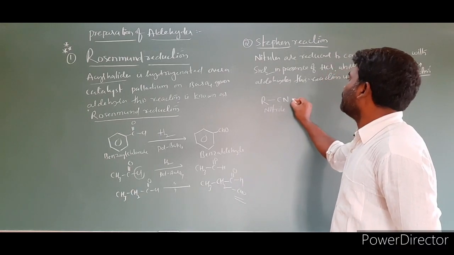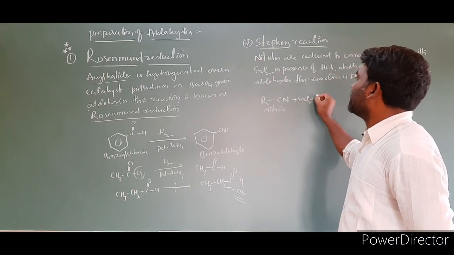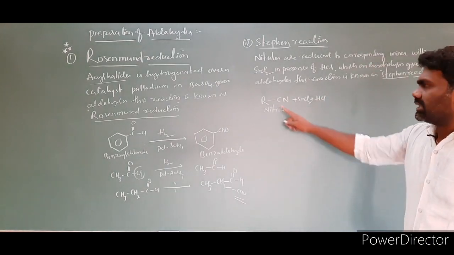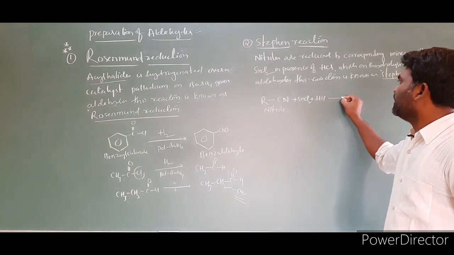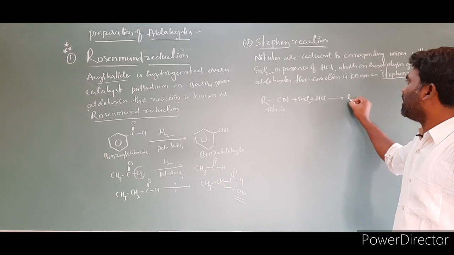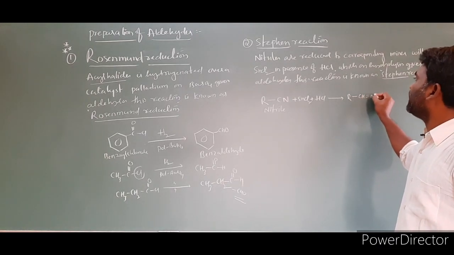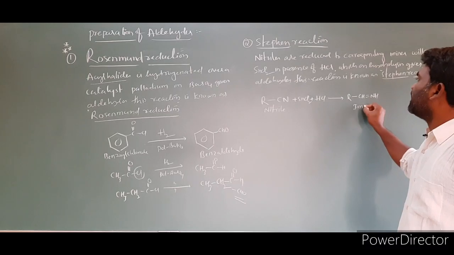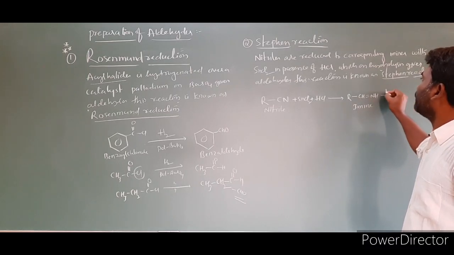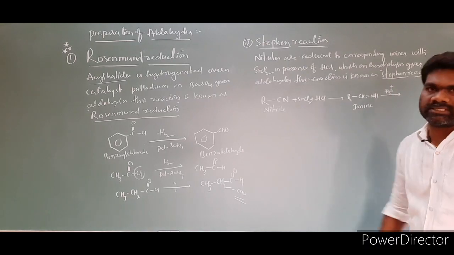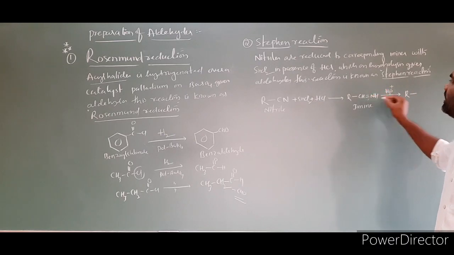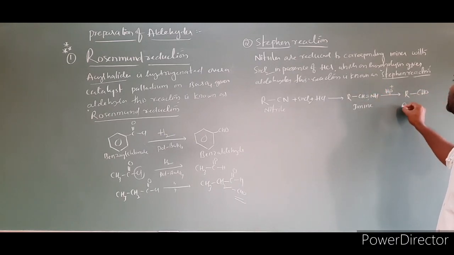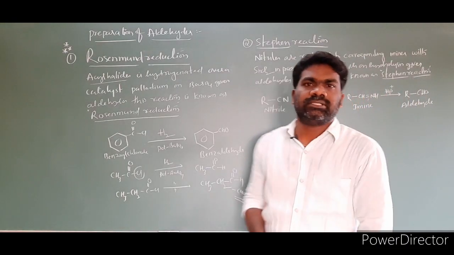So this is cyanide, nitrile. This nitrile we have to treat with SnCl2 in presence of hydrochloric acid. The product is an imine, RCH double bond NH. This is called an imine. This imine we have to hydrolyze, with H3O plus in acidic medium. Then the product is R, break this bond, then we get CHO. This is aldehyde. This reaction is known as a Stephen reaction.